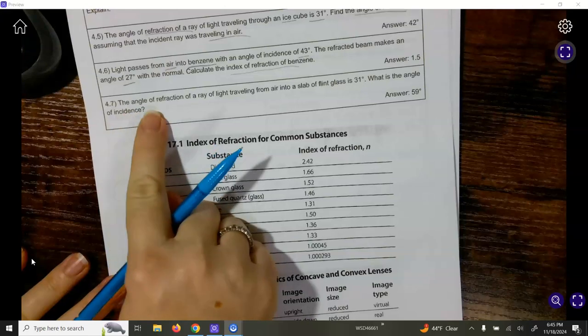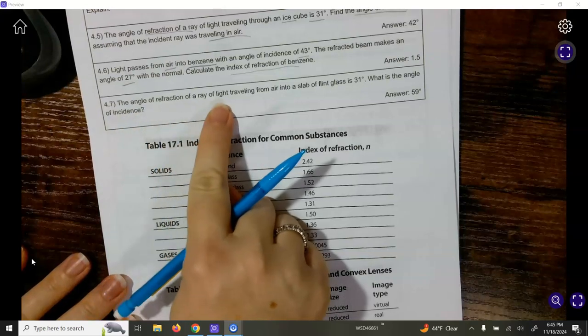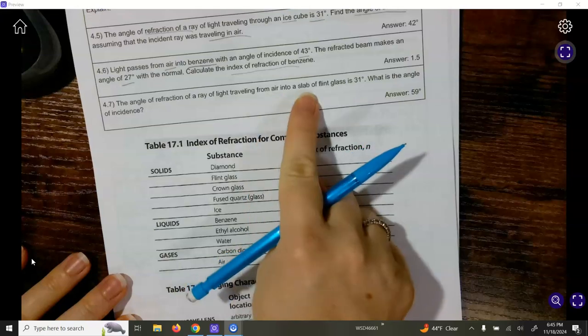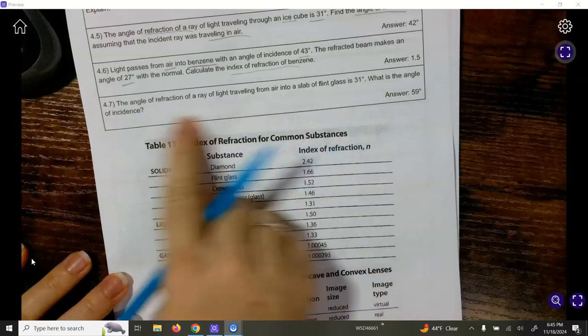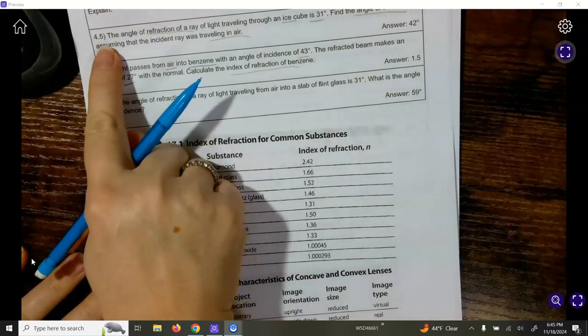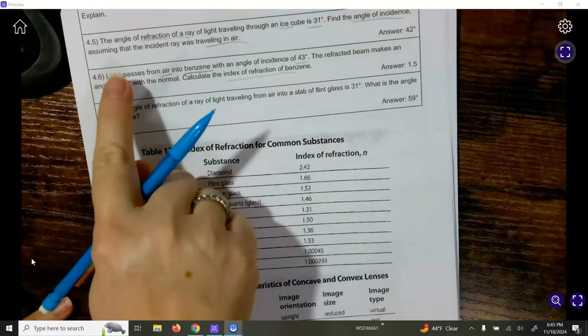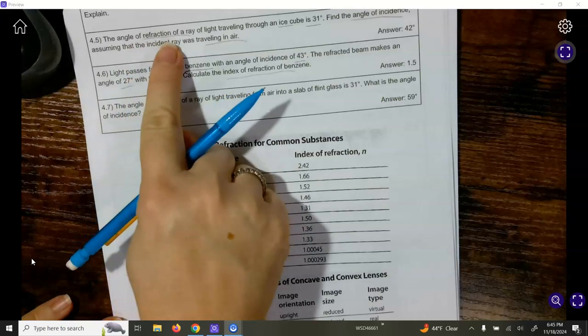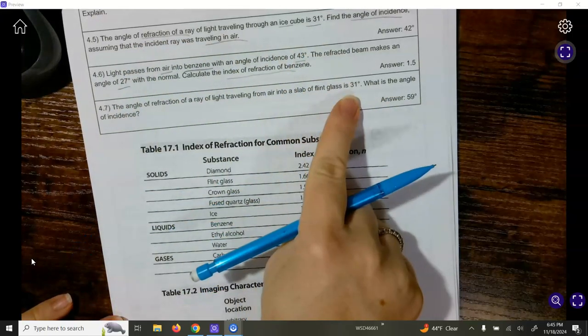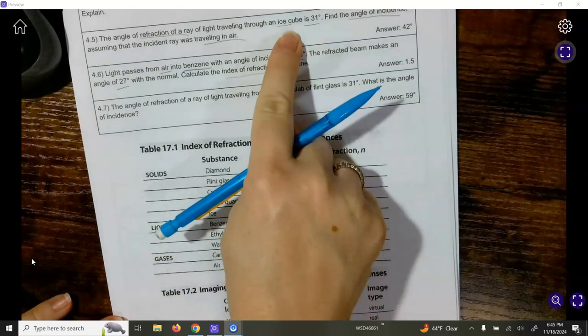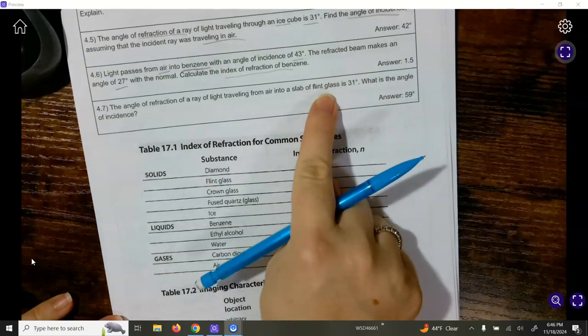The angle of refraction of a ray of light traveling from air into a slab of flint glass is 31 degrees. What is the angle of incidence? In 4.5, it's the same problem. It says we have our refracted ray of 31 degrees, the same angle. The only thing that's different is this one was about an ice cube. This one is about flint glass.